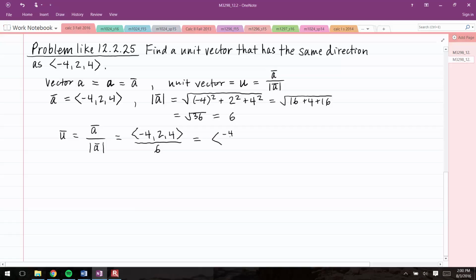And we'll have -4/6, 2/6, and 4/6, which we can simplify down to -2/3, 1/3, 2/3. So I'm just going to write this out, that our unit vector, again, is -2/3, 1/3, 2/3. And that's it.